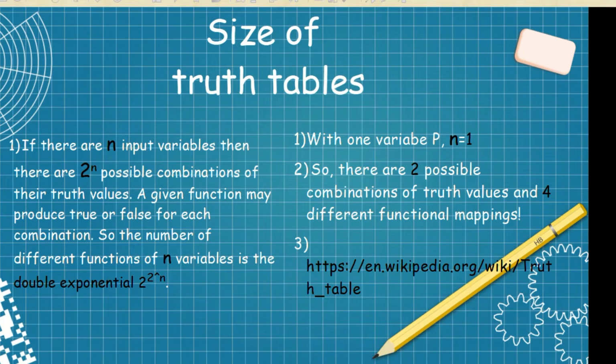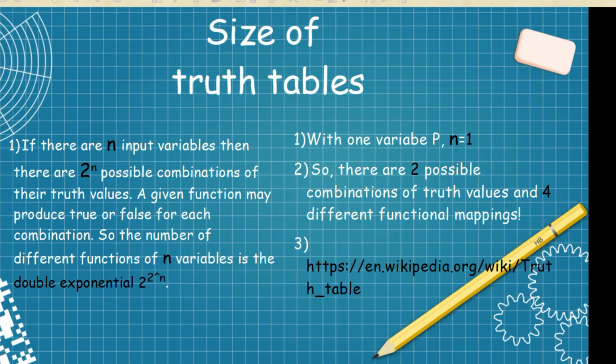So, let's talk about the size of truth tables, since we're doing the simplest truth table. And in this case, we're going to have exactly one variable. If there are n input variables, then there are 2 to the n possible combinations of their truth values. We've only got one. We're going to call that p, and it can only be true or false.